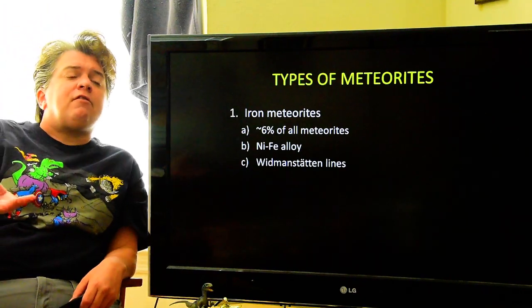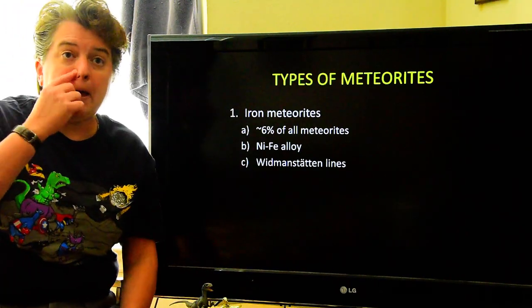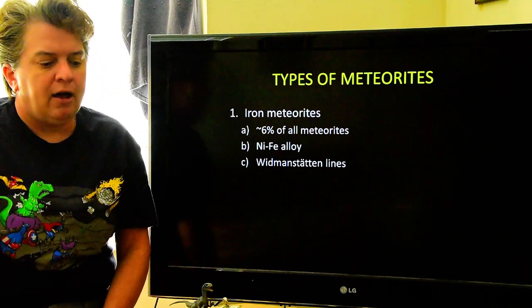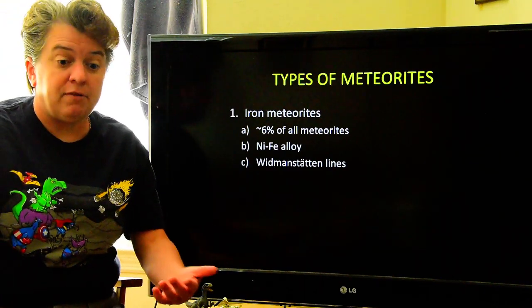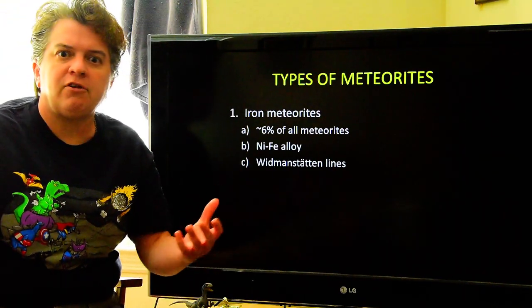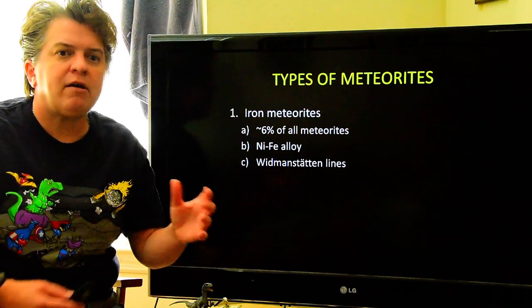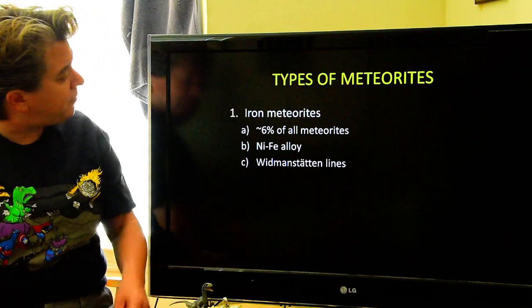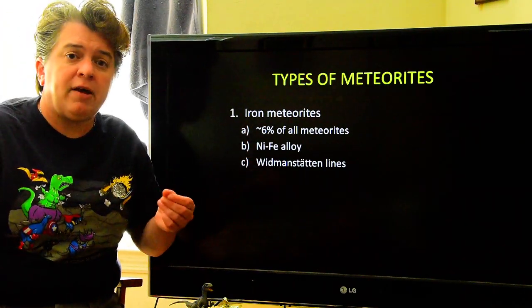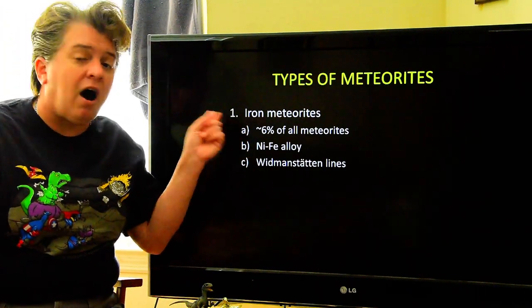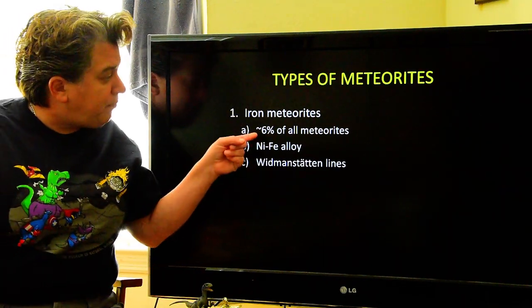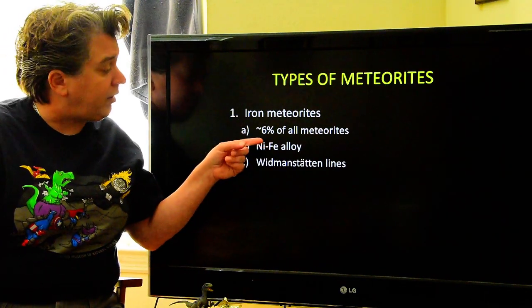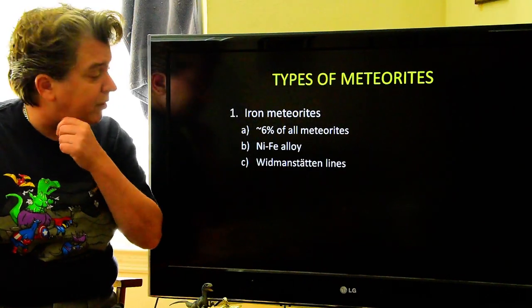So if these things reach Earth's surface and become a meteorite, I said some of them look like that piece I showed you, but not all. Well, that's because there are different compositions of meteorites that exist. The one that most people think of with meteorites are these iron meteorites. But they're actually not the most abundant, only about 6% of all meteorites.